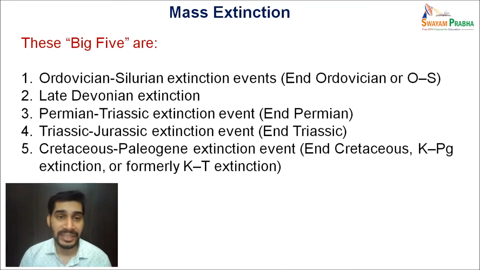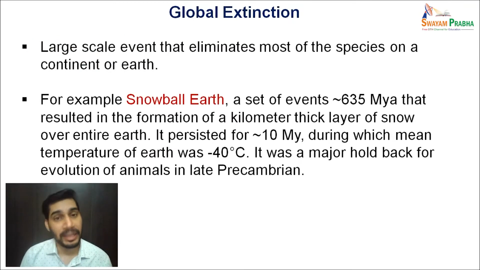We will talk about these 5 major mass extinction events in the coming slides, but before that, let's talk about the third type of extinction events which we pointed out as global extinction. Global extinction is a very large scale extinction event, and it eliminates most of the species on a continent or earth. So the level of extinction is much more even than the mass extinction events.